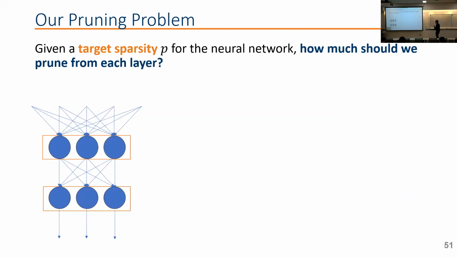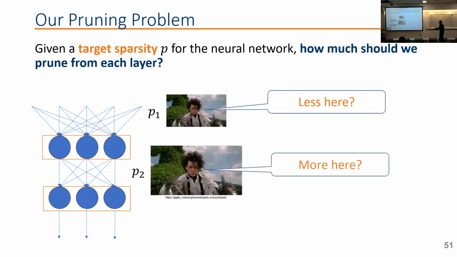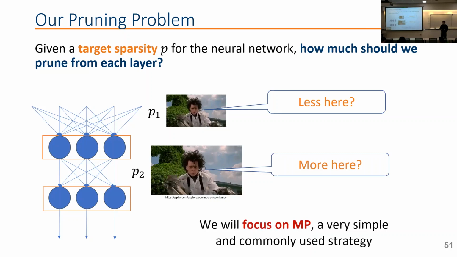The pruning problem that we're going to consider here is, given a target sparsity, say you're set on your mind that you want to remove 50% of the neurons of the neural network. Where should you remove them from? What proportion should you remove from each one of the layers? Basically, we're wondering whether we should remove less from the first layer, perhaps a little bit more from the second layer, or vice versa. So our decision variables here are the proportion that we keep in each one of the layers.